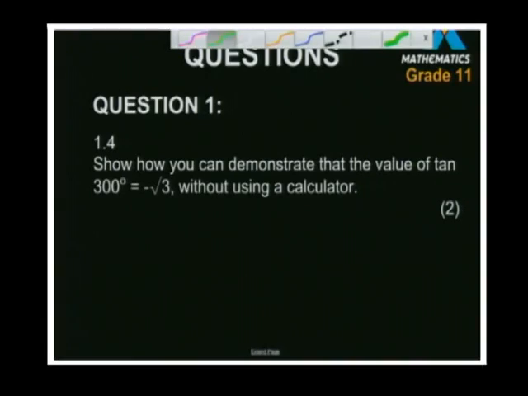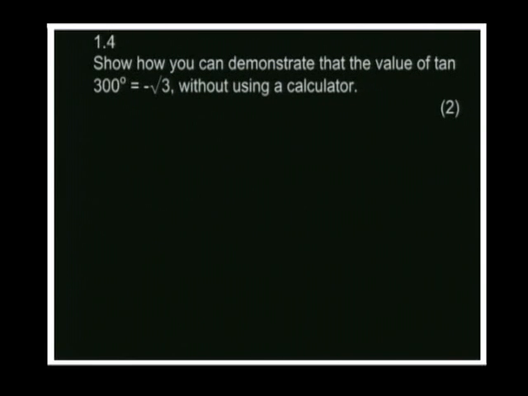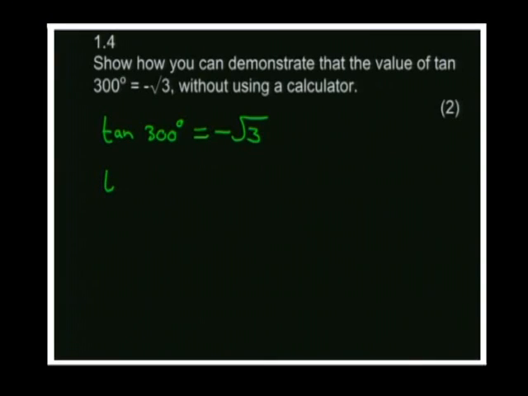1.4. Show how you can demonstrate that the value of tan 300, I'm just going to write this next to one another, is equal to minus the square root of 3 without using a calculator. Now, if you get something like this, you are basically going to use reduction formula. You're going to take that obtuse big angle and you're going to simplify, simplify, simplify until you get to the smallest angle that you can use. So let's start by playing with tan 300.